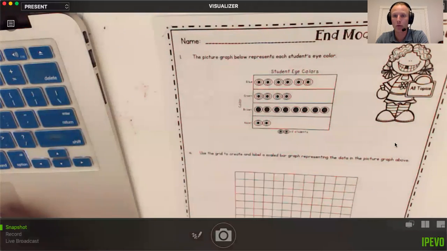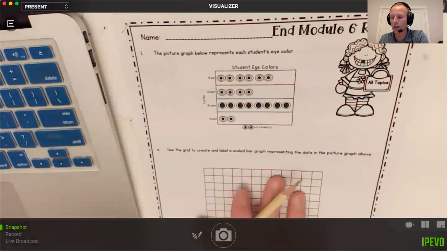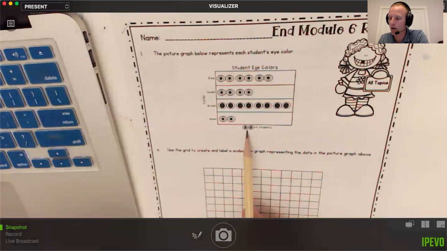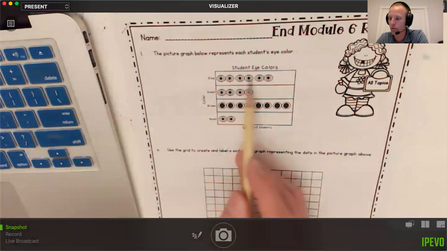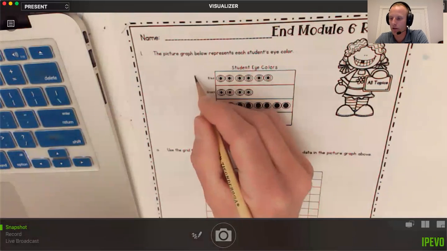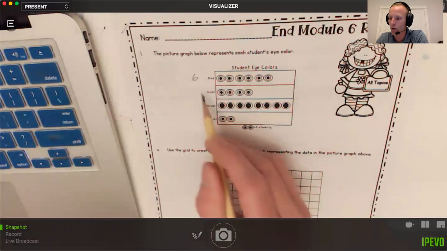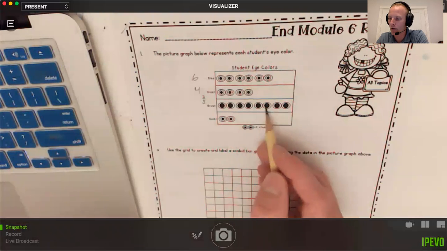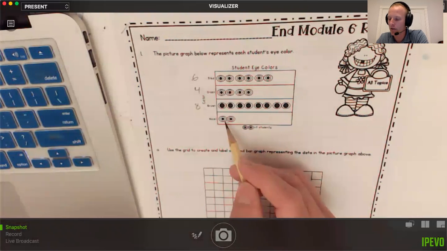So the first problem here says that we are going to use the picture graph below to represent student eye color. So each set of eyeballs is two students. So two students, two students, two students. So this is a total of, I'll just write it next to it, 6, 2, 4, 2, 4, 6, 8, and 2.